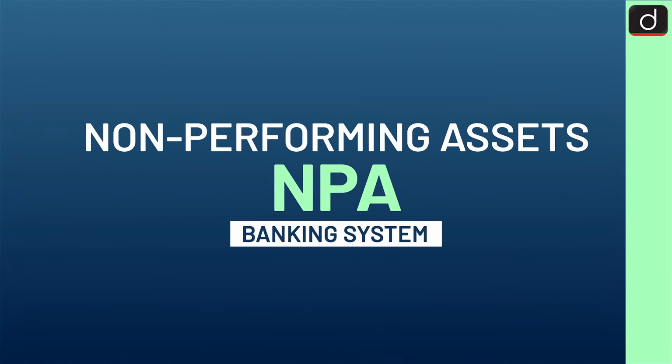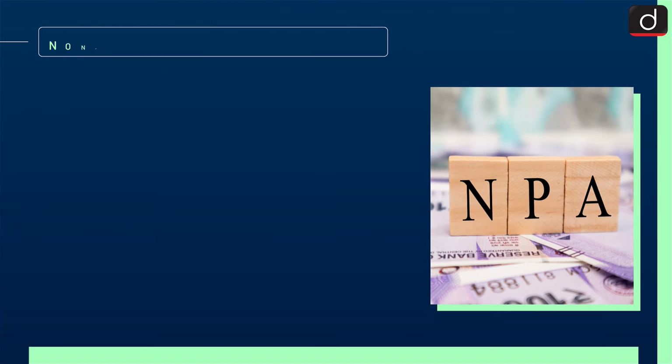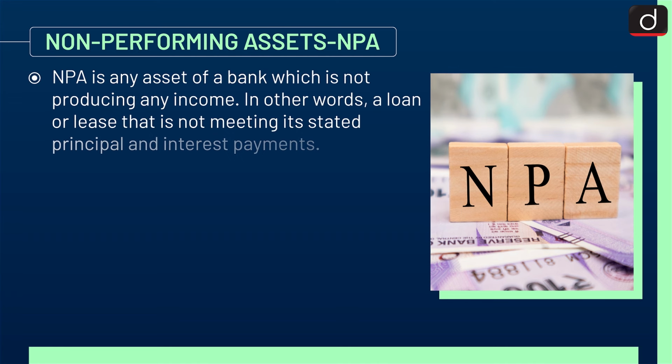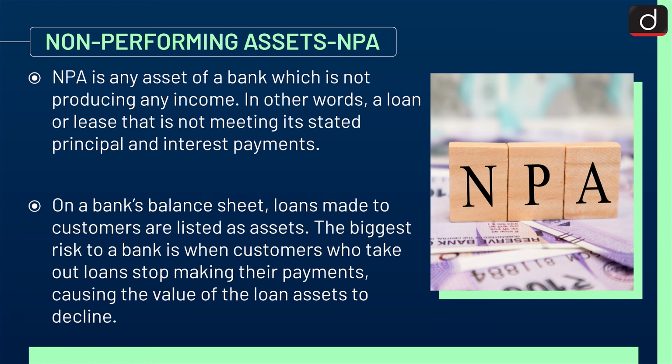Now we will discuss non-performing assets, that is NPA. NPA is any asset of a bank which is not producing any income. In other words, a loan or lease that is not meeting its stated principal and interest payments. On a bank's balance sheet, loans made to customers are listed as assets. The biggest risk to a bank is when customers who take out loans stop making their payments, causing the value of the loan assets to decline.